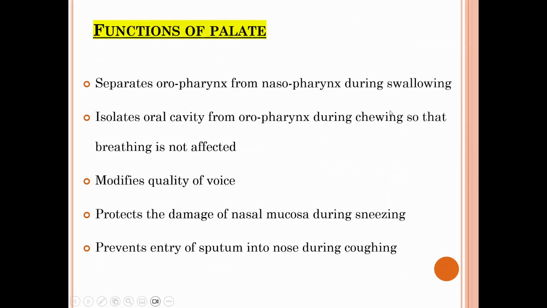What are the functions of the palate? It separates the oropharynx from the nasopharynx during deglutition or swallowing. It isolates the oral cavity from the oropharynx during chewing so that breathing is not affected. It modifies quality of voice. It protects the nasal mucosa from damage during sneezing, okay. Whenever extreme pressure is created during sneezing, the soft palate will close and protect the nasal mucosa. It prevents entry of sputum into the nose during coughing, okay.